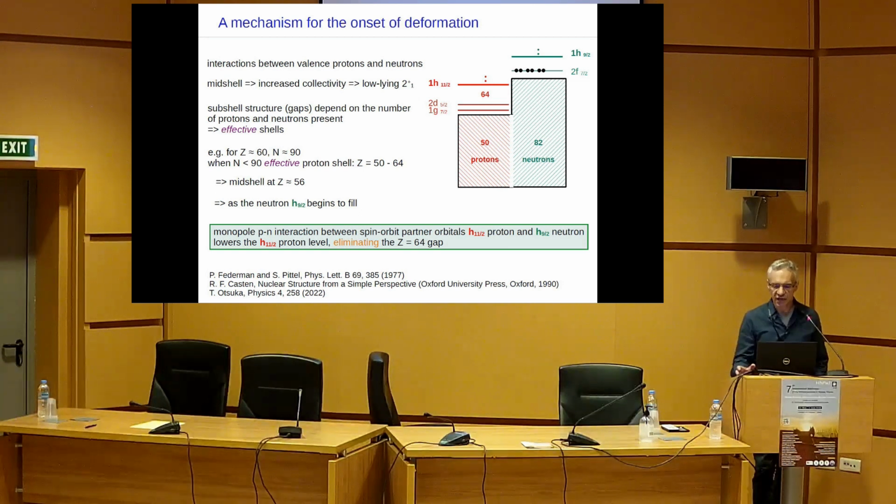Because the shells are characterized by subshell structure, by gaps that open and close depending on the number of protons and neutrons present, which means that, as Professor Gargano mentioned, it suggests the concept of effective shells. So, for example, for around 60 protons and 90 neutrons, for less than 90 neutrons, we have an effective proton shell from 50 to 64 protons. There's a subshell gap at 64 protons. So the mid-shell lies around 56 protons.